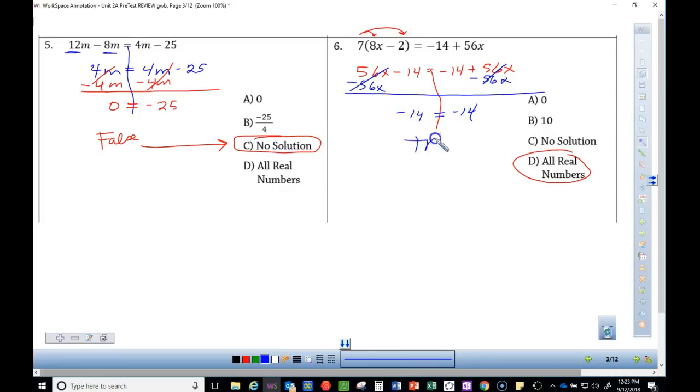And that is true. So if we don't have any variables, we have to pay attention to if it's a true or a false statement. 0 equals negative 25 is false. Negative 14 equals negative 14 is true. So that's all real numbers.